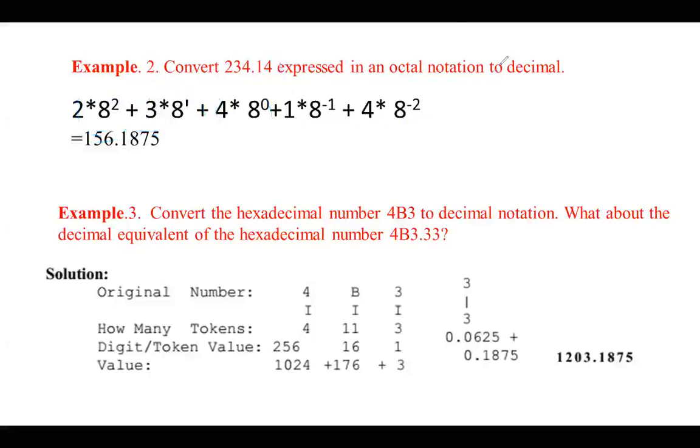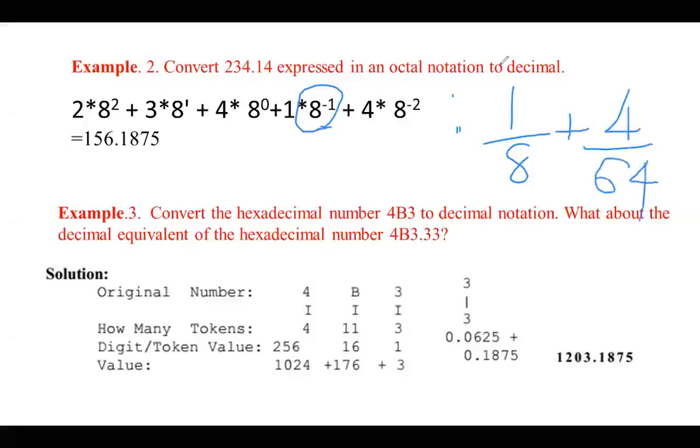Now if you solve it, 8 8s are 64, 64 into 2 plus 3 into 8 plus 4 into 1 plus 1 divided by 8. 8 to the power of minus 1 means 1 divided by 8, plus 4 divided by 8 to the power of minus 2, which is 8 8s. 8 8s will be 64. So this decimal part will be clearly equal to 0.1875. Now the integer part will be equal to 156. This is how it is done.